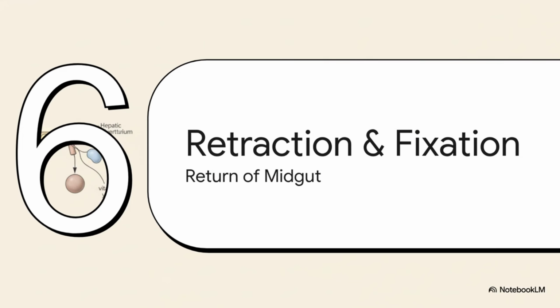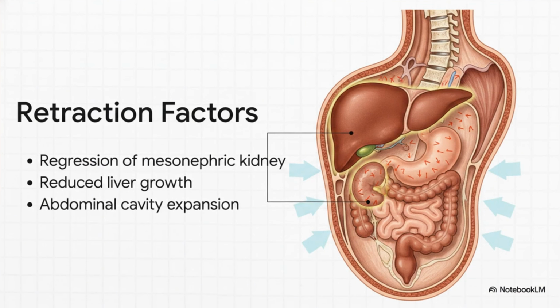Which brings us to our final phase today, Section 6, Midgut Retraction and Fixation. We've hit the 10th week, and the midgut is ready to complete its journey and settle into its permanent anatomical home. So what changes at week 10? Why is the gut suddenly able to fit back inside the body? Well, the abdominal cavity finally has the space to welcome these loops back because of 3 simultaneous events.